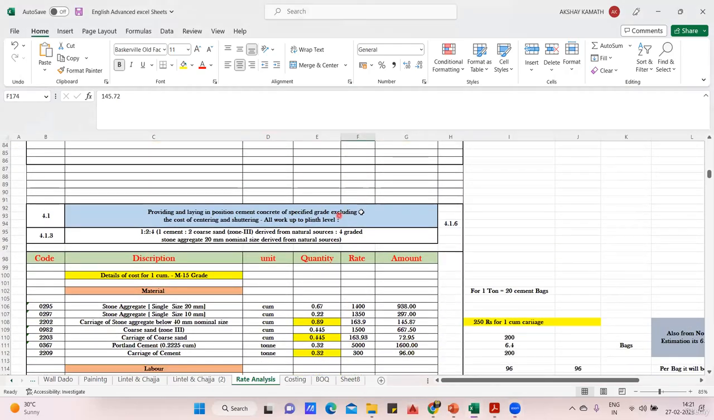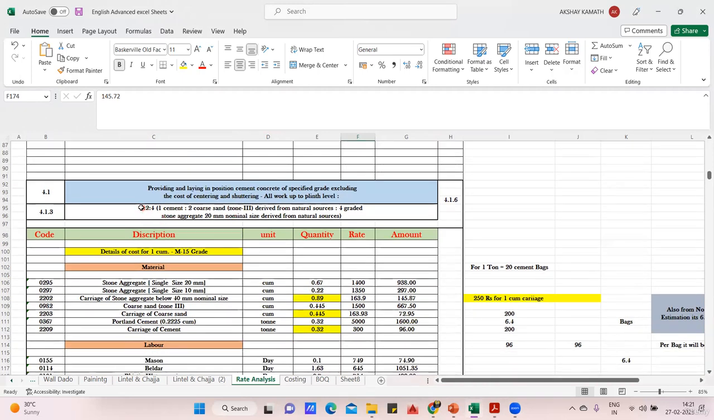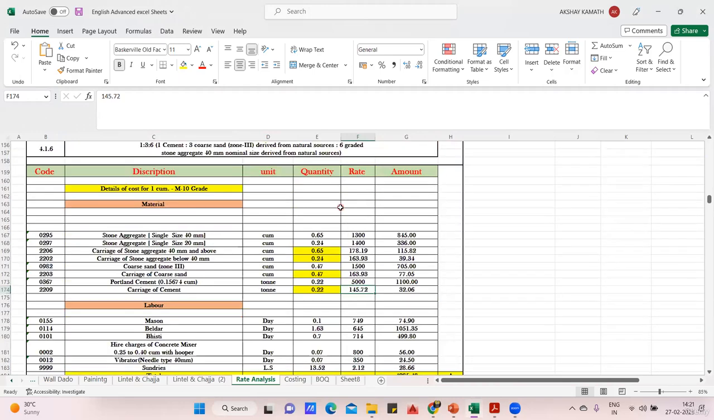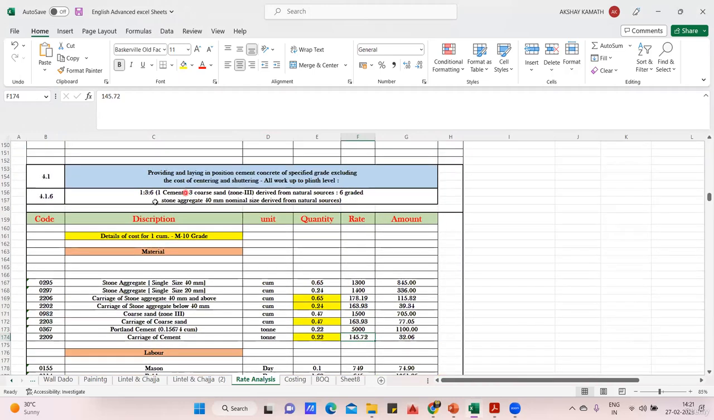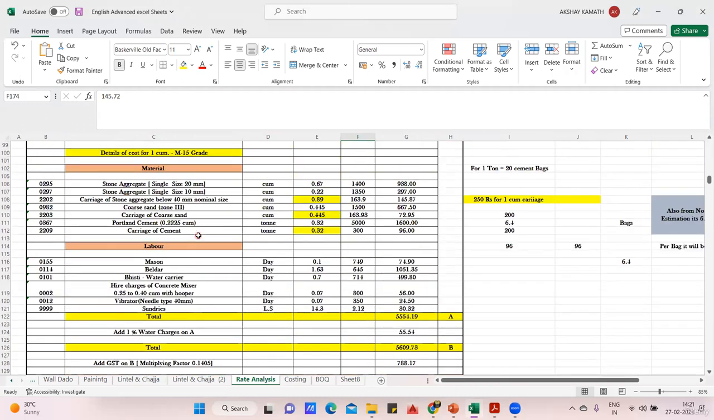So in this lecture, we'll see how the rate analysis for the PCC has been done. In PCC, we usually have M10 and M15 grade of concrete. Right now, what I am showing is 1 is to 2 is to 4, which is the M15 grade of concrete. In the same way, M10 grade of concrete is 1 is to 3 is to 6. So I'll start with this now.